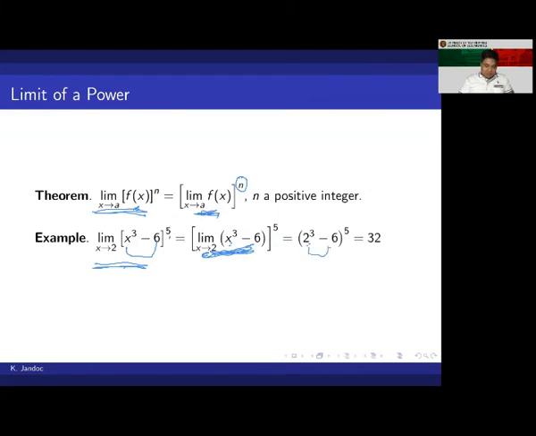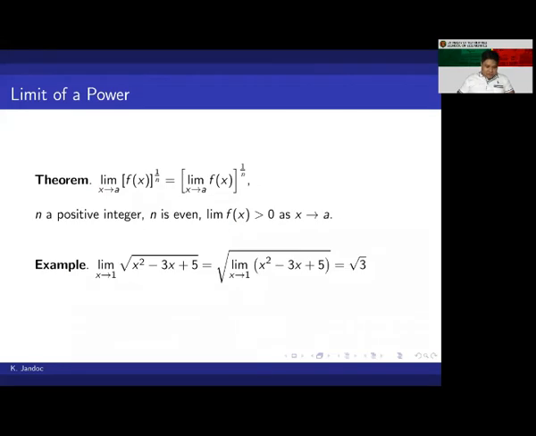So this is 2. Then you raise it by whatever this positive integer is. In this case, it's 5. So you raise 2 to the 5th, so it's 2 times 2 times 2 times 2 times 2: 2, 4, 8, 16, 32. So 2 to the 5th is equal to 32. This is what this theorem is saying.